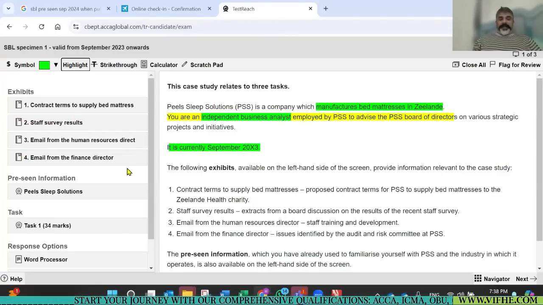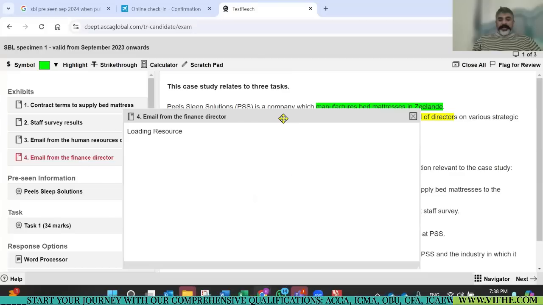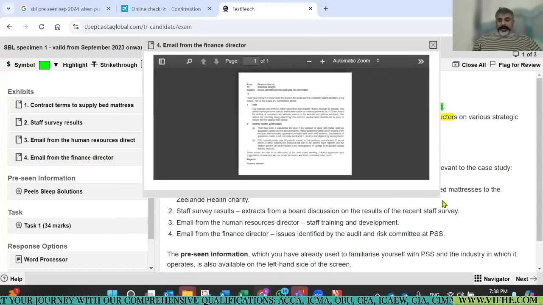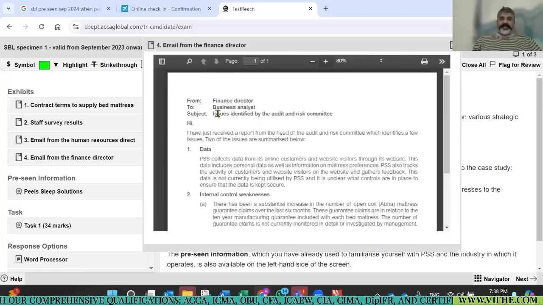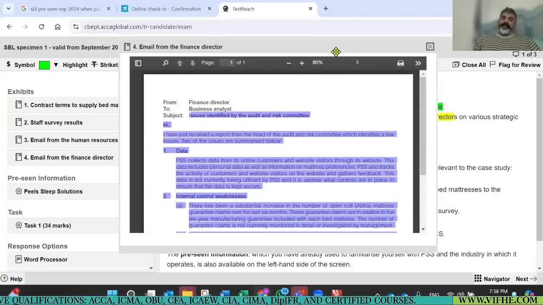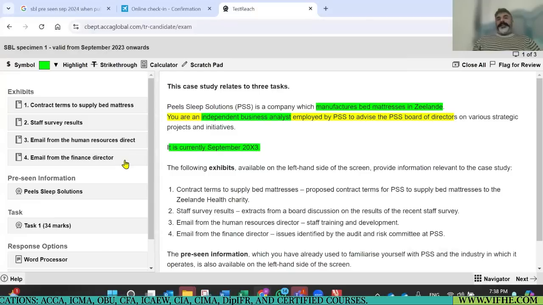And then there's an email from the finance director. I don't know what this will be about. If I take a quick look, the subject is issues identified by audit and risk committee. So this exhibit will talk about some issues identified by the audit and risk committee. So reading the names of the exhibits will give you a fair idea what each exhibit is about.